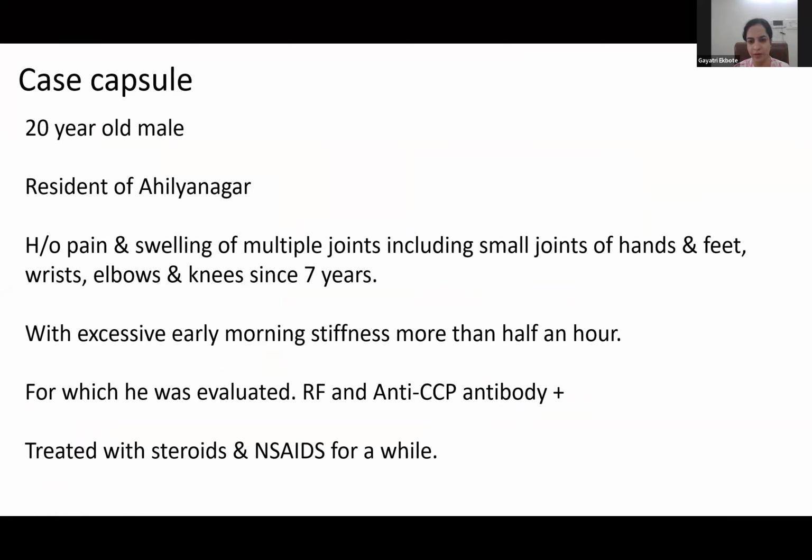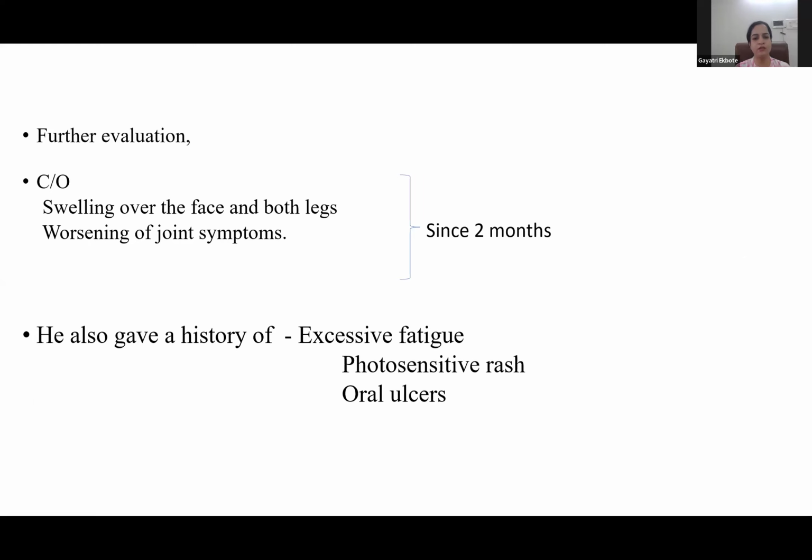Since it's an inflammatory arthritis, he had excessive early morning stiffness, which was more than half an hour, for which he was evaluated locally, and his rheumatoid factor and anti-CCP antibody were strong positive. So basically, he was treated with steroids and NSAIDs for a while for symptom control and for inflammation control. On further evaluation, when we received him, he just didn't have an arthritis. He also had kind of anasarca. He had swelling over the face and both legs, and he had worsening of joint symptoms because his steroids and NSAIDs were stopped, and that was worsening since last 2 months.